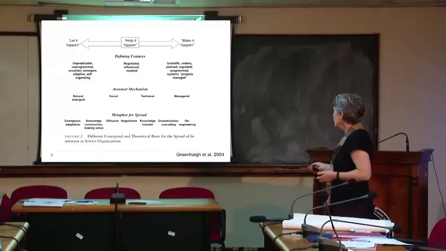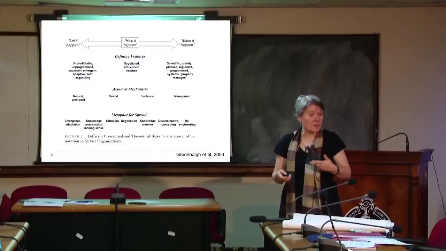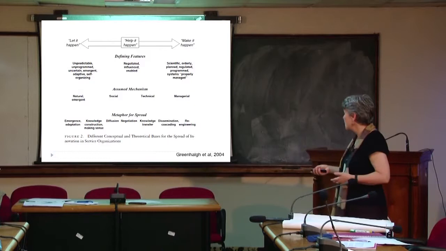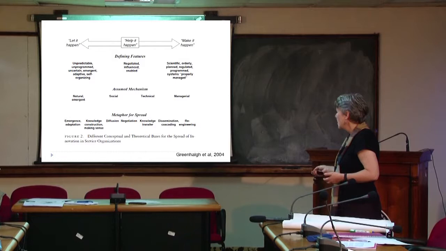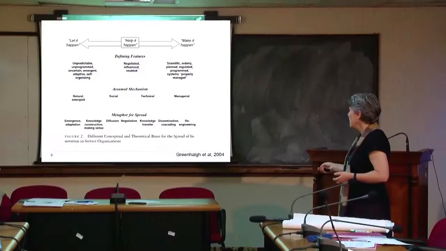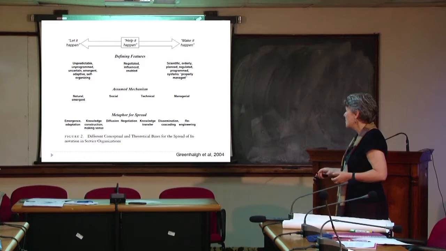A metaphor for spread of the innovation. Then technical and social would be more around the financial incentives, the social mechanisms, so knowledge transfer: give people an understanding of what's required, of evidence-based guidelines, for example, train them, negotiate, diffusion, so allow players to take it up through the system. And then this would be on the other end: emergence, adaptation, knowledge construction, making sense.